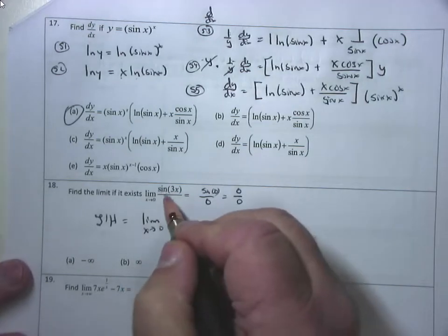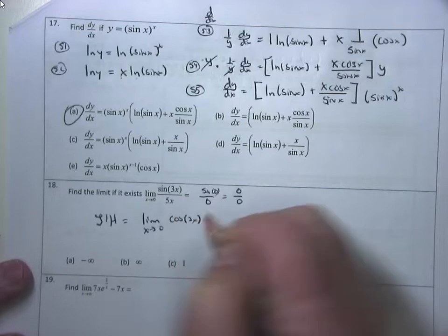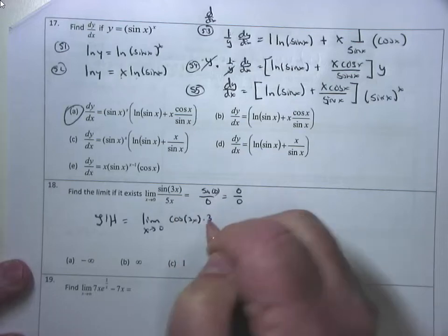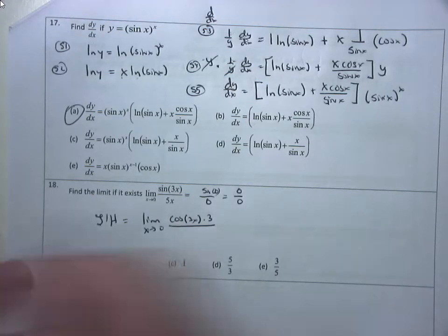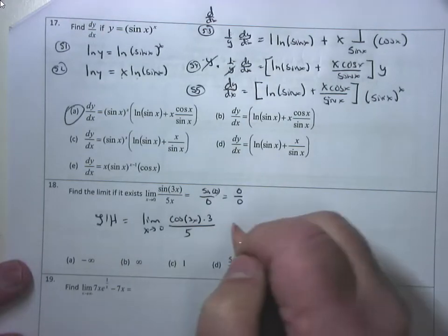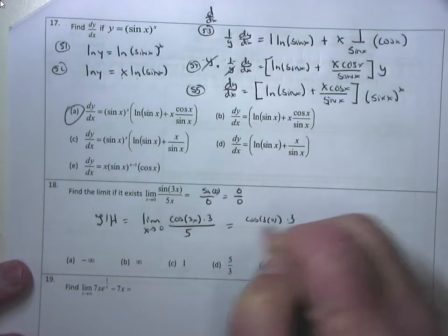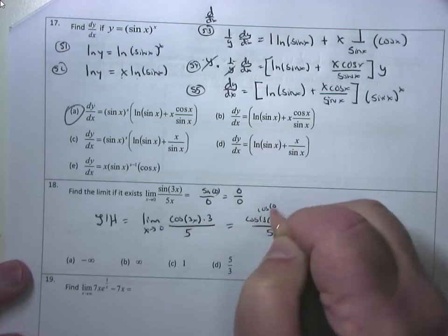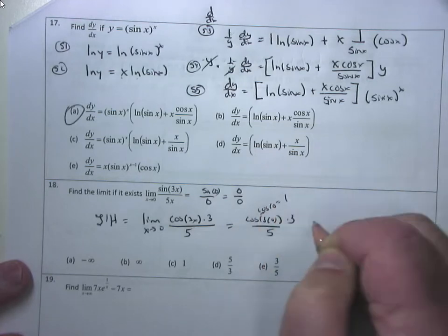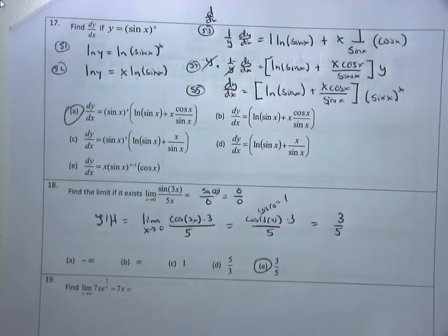Chain rule. Derivative of the outside, derivative of sine is cosine. The inside, 3x stays the same. Then times derivative of the inside, which is 3. Divided by, what is the derivative of 5x? Just 5. When I plug in 0, I get the cosine of 3 times 0 times 3 over 5. But that's the cosine of 0, and the cosine of 0 is 1. So pretty much I get 3/5. Answer's E.